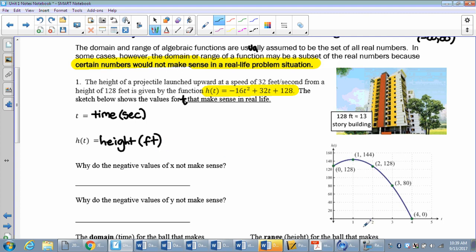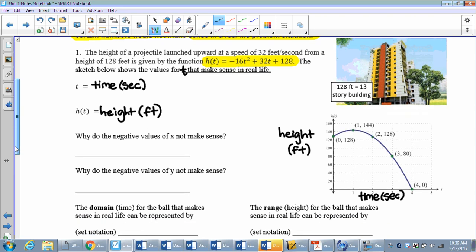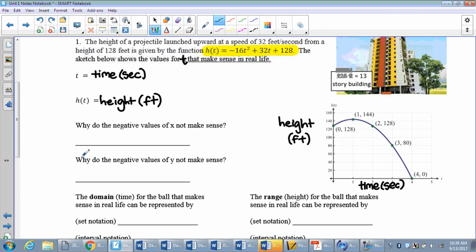We can add those labels to our graph, time in seconds, and height in feet. Let's see if we can now reason on the answer to these two questions.